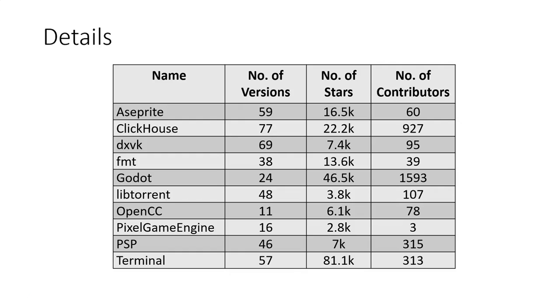Godot is the most popular project with over 1,500 contributors and the most stars. Pixel Game Engine is the smallest project with 3 contributors and the least stars. These are contributors active on GitHub. ClickHouse has the most number of versions, 77 in total. The least was OpenCC with only 11 versions.